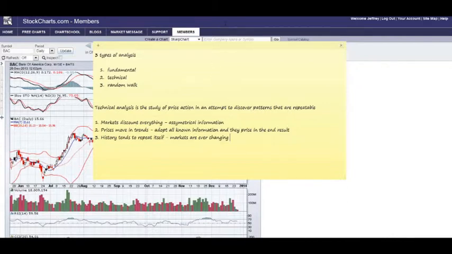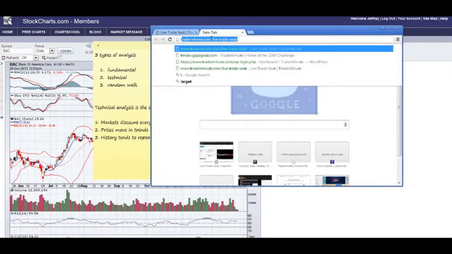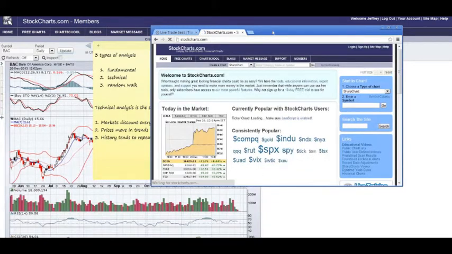If you'll bear with me 1 second, it looks like for some reason my Shockwave decided that it wanted to do a slight crash here. So let me just make sure that we're still up and functional here. May just need to go to a different browser. There we go. All right.